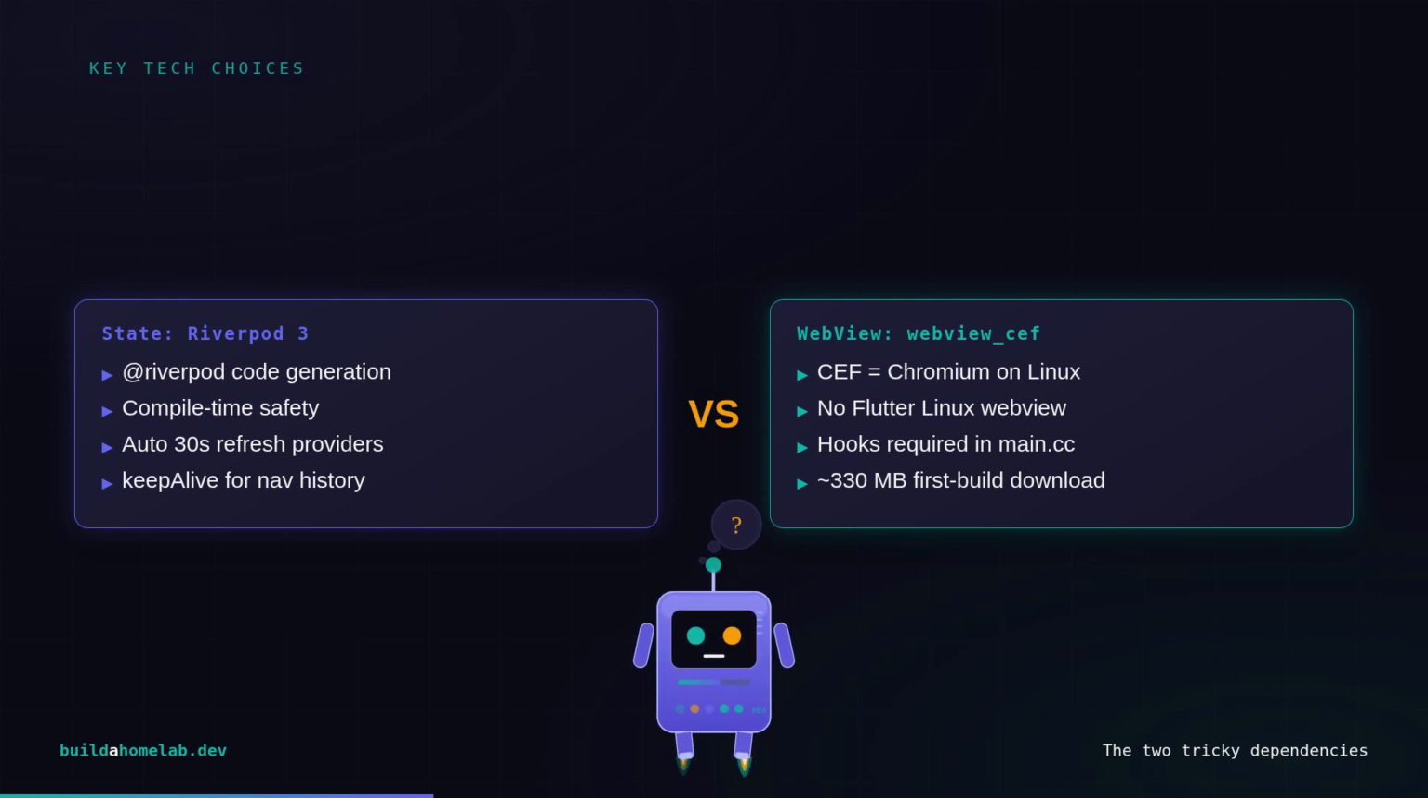For state management, Riverpod 3 with code generation gives you compile time safety and auto-generated providers with clean 30-second refresh. For webviews on Linux desktop, the standard Flutter plugin has no Linux support. You need webview_cef, which uses the Chromium Embedded Framework. That first build downloads about 330 megabytes, just the one time.